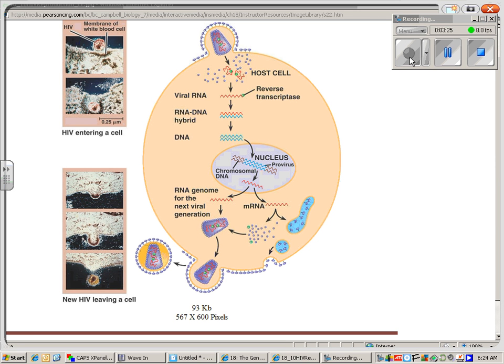HIV is an example of a virus. It's the virus that causes AIDS. Here is a diagram of how HIV works. HIV docks with a host cell. HIV is called a retrovirus. It has RNA, and it produces its own enzyme called reverse transcriptase. Now this is kind of cool.